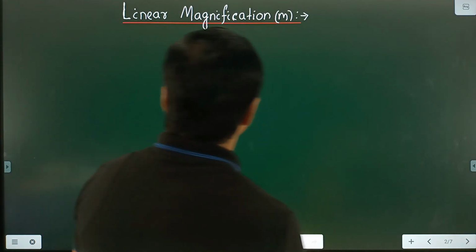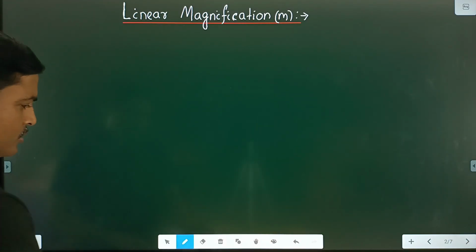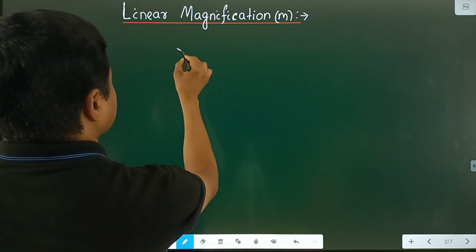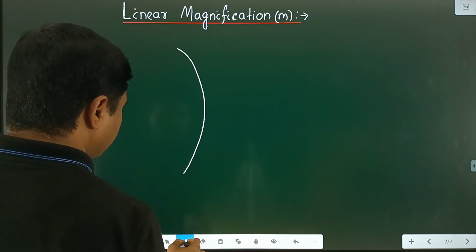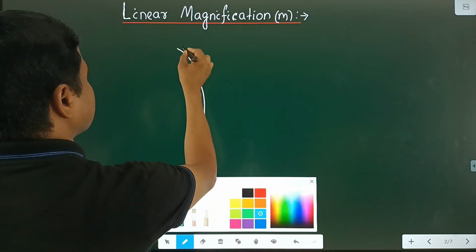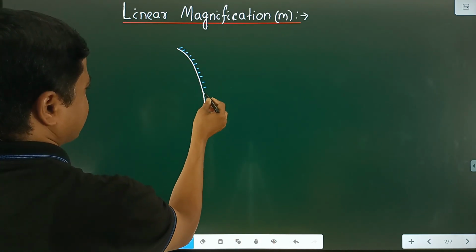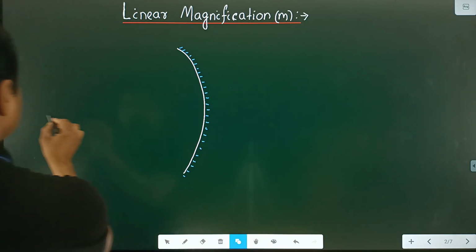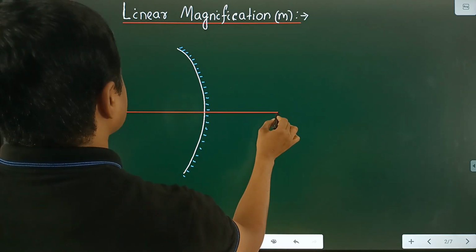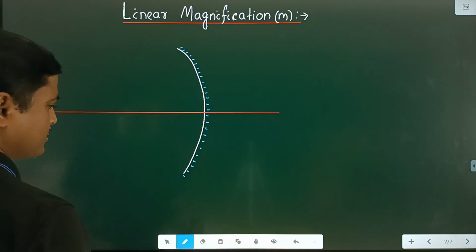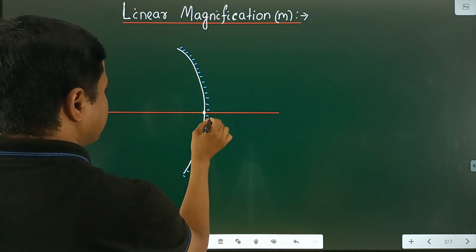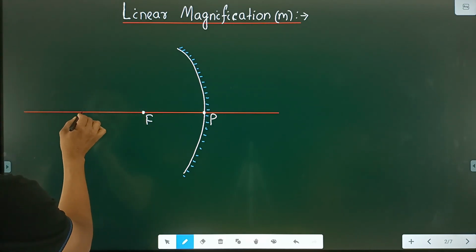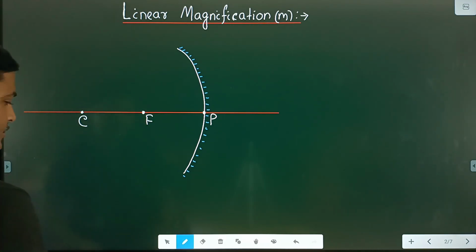Clear? Then what is linear magnification? Suppose we take a concave mirror. Here the outer surface is silver coated, so that is known as the concave mirror, and you draw the principal axis. Suppose this line is the principal axis, and this point is the pole, we write P. This point is the focus, we write F, and this point is the center of curvature, we write C.